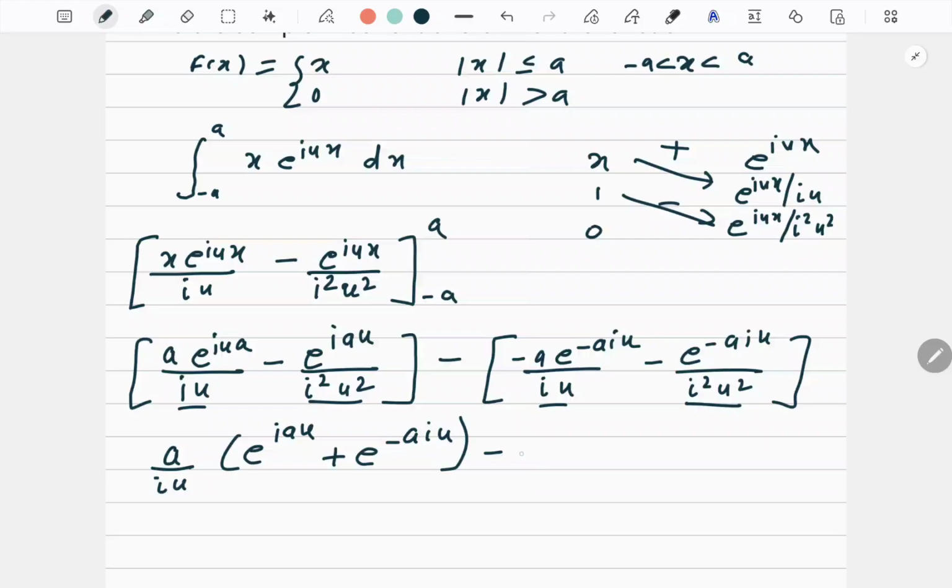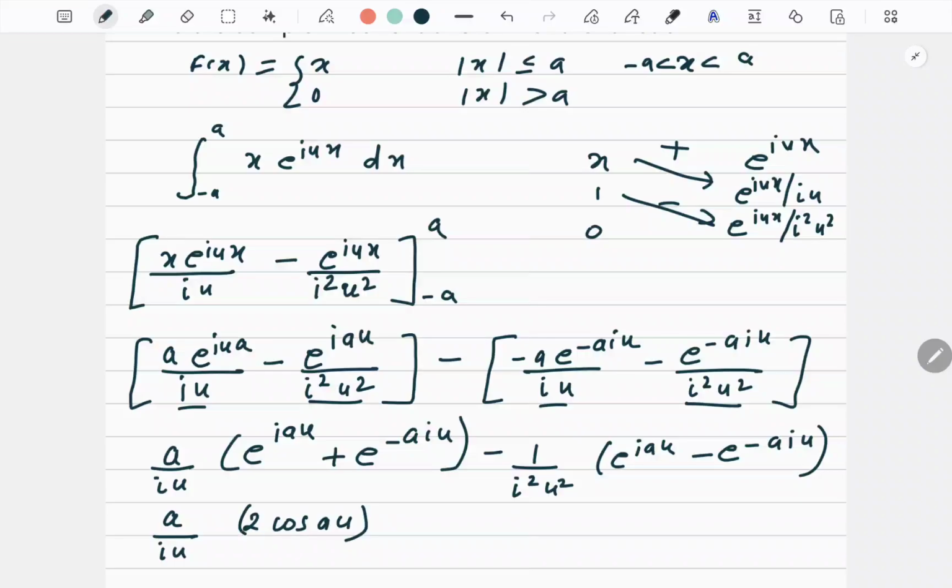So now I can take common minus 1 upon i square u. You should be very careful because it's easy, but small terms you should not miss, and take care of the brackets. So what is left now? e to the power iau minus e to the power minus iau. Okay, now here this is a upon iu and 2 cos au. Correct? And this, i square is minus 1, so plus 1 by u square 2i cos of au.